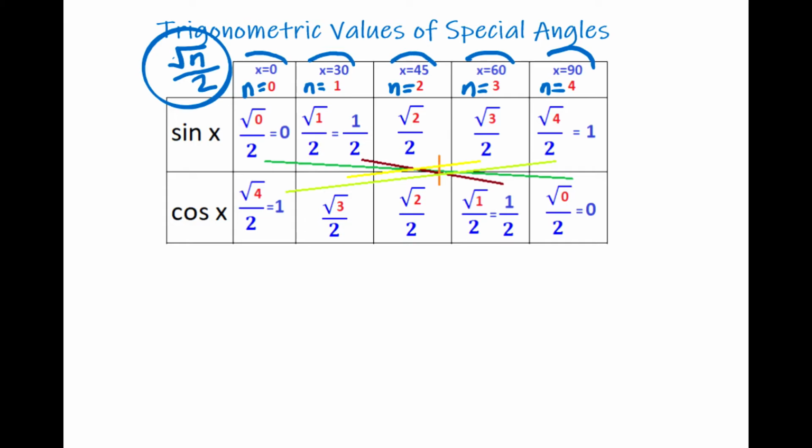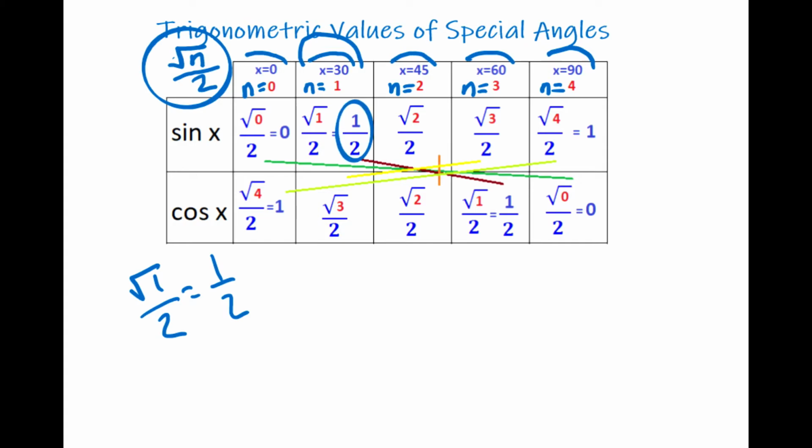So for example, let's say sine 30 degrees. Sine 30 degrees is right here, which is the case when n is equal to 1. So if you put 1 instead of n, then square root of 1 divided by 2 is going to be 1 divided by 2, guys. So this is the result in this case.